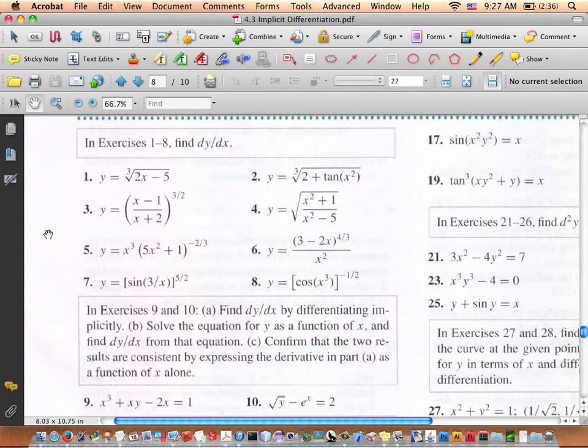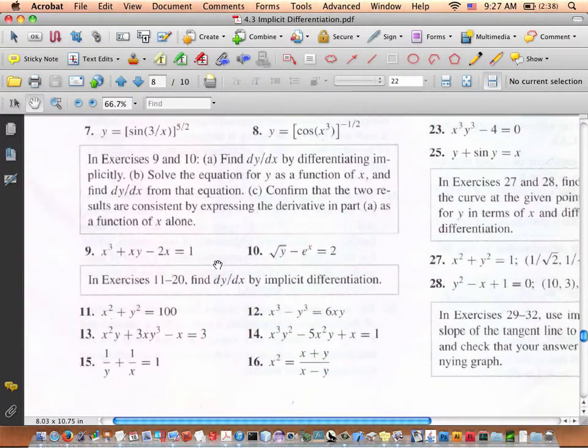Notice right here, in numbers 1 through 8, it's simply saying find dy dx. This is explicit, because we know y as a function of x. So you just differentiate. You good old derivative like normal. Because again, I'm going to harp on this: implicit differentiation is not a new differentiation.